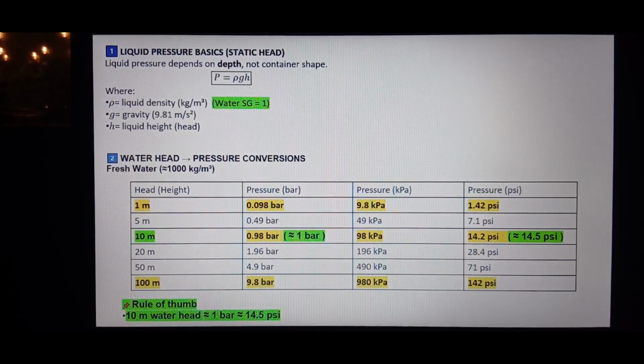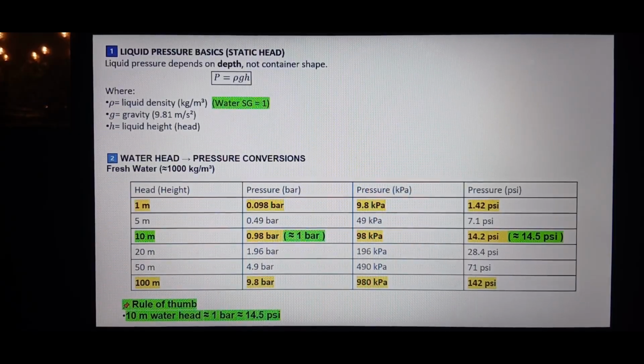10 meters, and I've highlighted this one because it is a good one to remember so that you can work out many of the other values. 10 meters of water is 0.98 bar, rounded off to 1 bar, very close to 1 bar. In kPa, it would be 98 kPa, which is very close to 100 kPa. And in psi, it would be 14.2, and most people think of it as 14.5 psi. And so we go on to all the other measurements that you see on this chart.